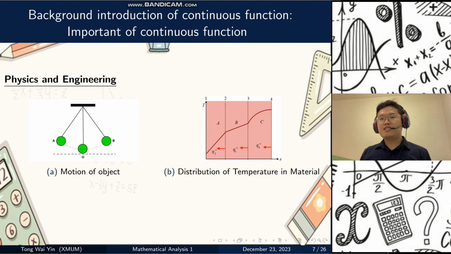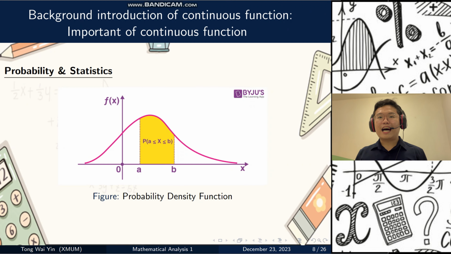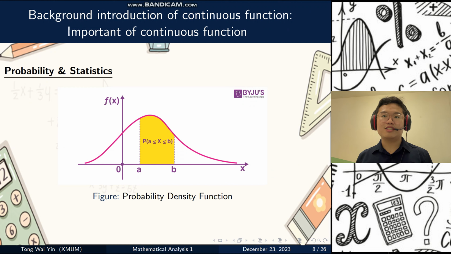Besides, in physics and engineering, many physical phenomena are modeled using continuous function. For instance, the motion of an object and the distribution of temperature in a material can be described using continuous function. Other than that, in probability or statistics, continuous probability distributions are described by probability density functions, which are continuous functions. These distributions are used to model random variables in various statistical analysis.